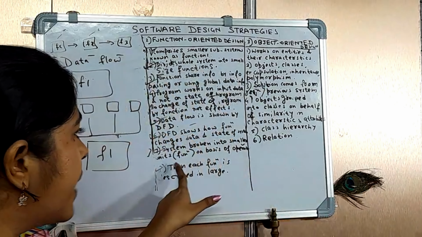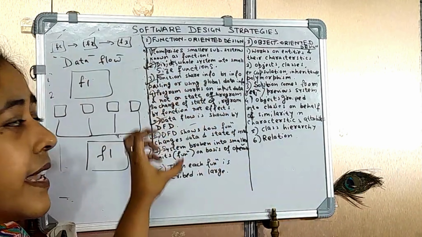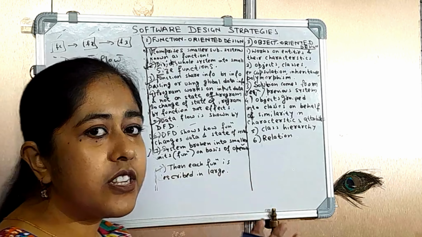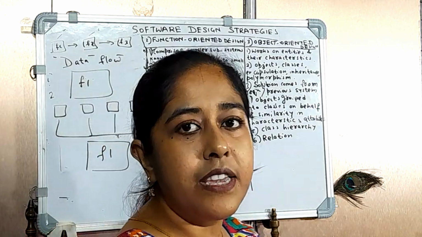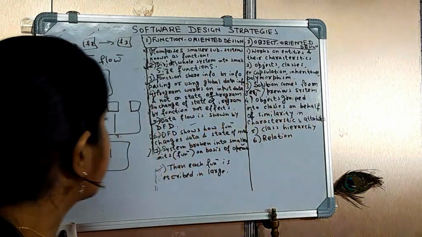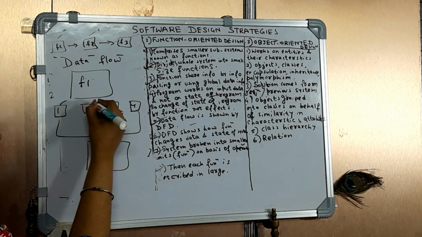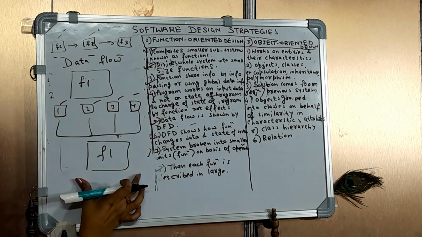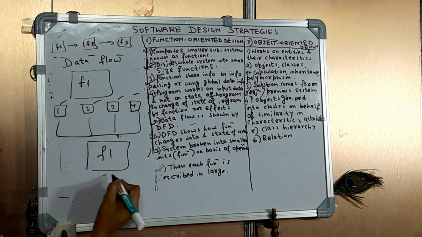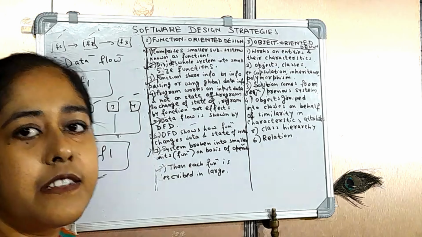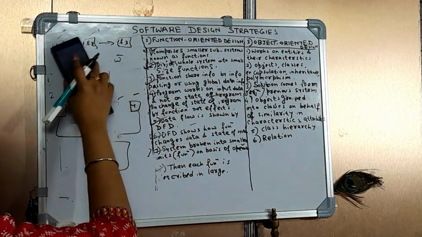Then after the whole thing is done, each function is described in large. Every function we are describing in large. Suppose there are functions 1, 2, 3, 4, and this one was F1, so they are all described in large, and after everything we are merging those functions. This is what is happening in our function oriented design.